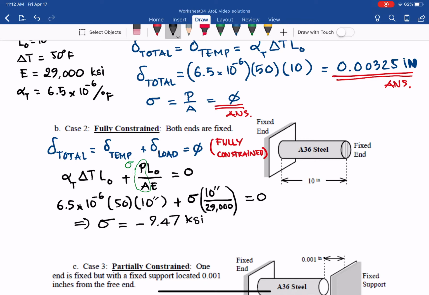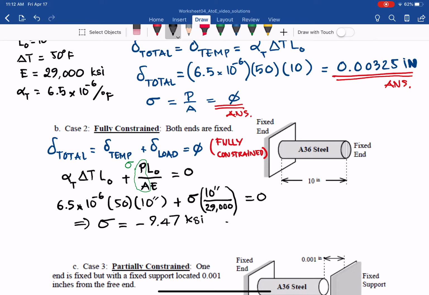And as you can see, it makes sense. It's negative, it means that the body is in compression, because as you can see, the temperature increases, so the steel is expanding. But because it's fixed at both ends, they don't allow the steel to expand. It maintains the length of 10 inches, so the load has to compress that steel member so that they maintain the total deformation equal to 0 at fully constrained.